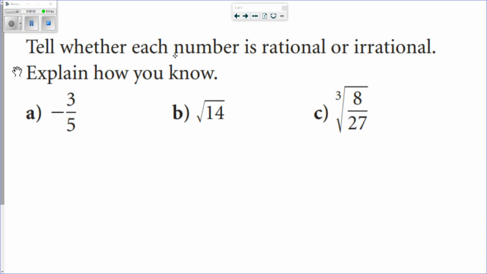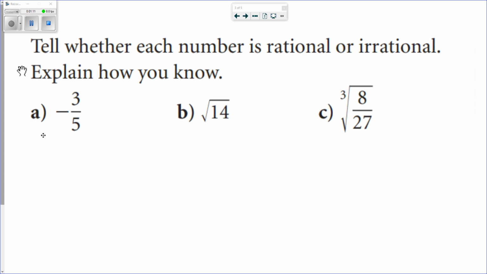So if we take a look at a few examples here and try to figure out if they are rational or irrational. If we look at part A, that's already written as a fraction, -3/5. If it can be written as a fraction, we know that it must be rational.